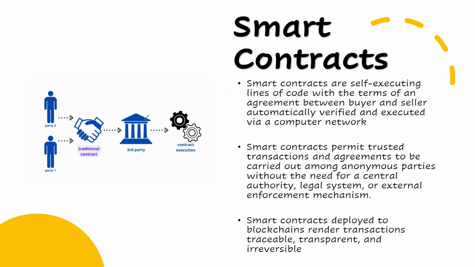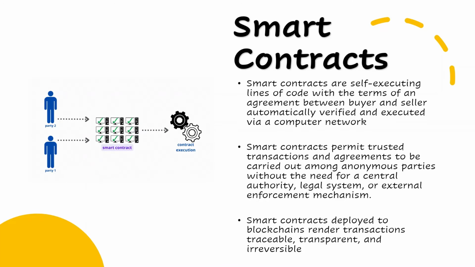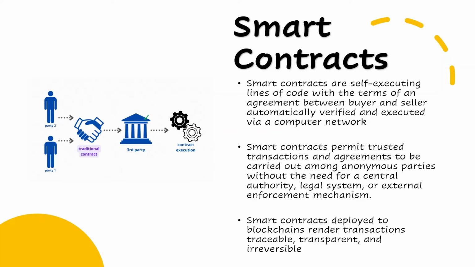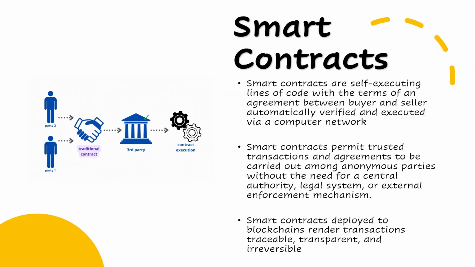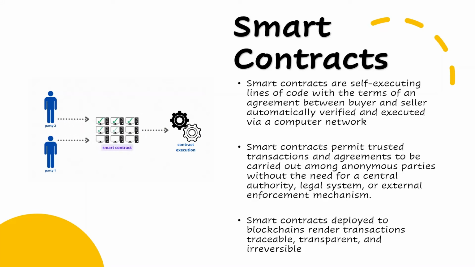Smart contracts get deployed on the blockchain. They are rendered for transactions that are traceable, transparent, and irreversible. In this kind of contract, there are a lot of if-else conditions, and based on that, these contracts get executed by a set of nodes of computers. So there is no control of a limited set of people or any agency. Everything gets managed by the blockchain network.